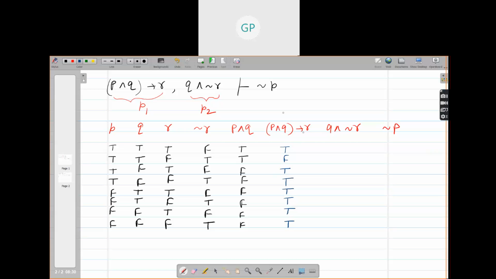So this is my first premise. This is my second premise. This is my conclusion. Now Q and negation R. For this column and this column I have to make the conjunction. So F, F, T, T, all F. F, F, F, F, then F, T, F, T, T, T, F, F, F.